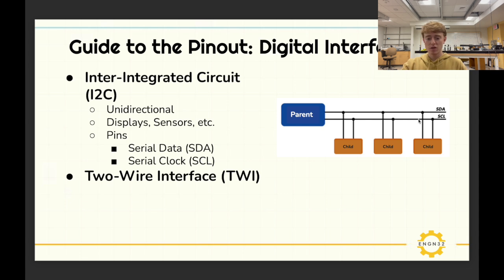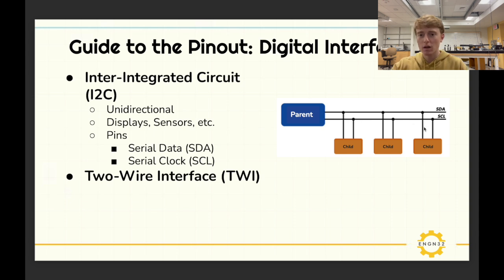So this is a very simple protocol. It's unidirectional, and I have my parent and my child devices here. So my parent device controls all of my child devices, okay? So these child devices could be sensors, they could be LED displays, etc. Okay? So all of them are connected in parallel. So the child device here gets the same information as the child device here, gets the same information as the child device here. They each get the serial data line, SDA, and the serial clock line, SCL.